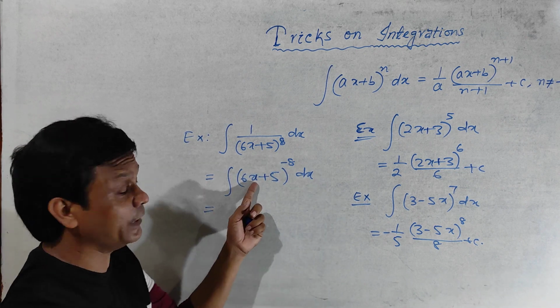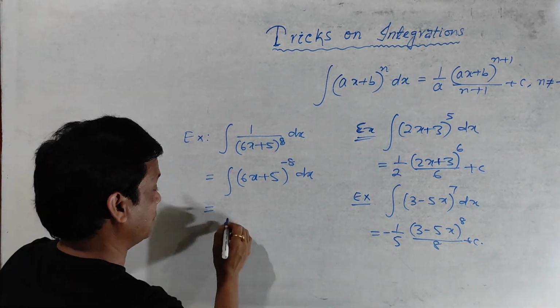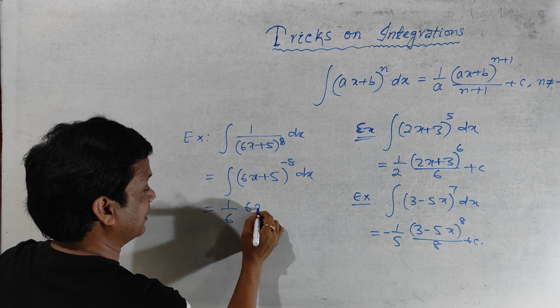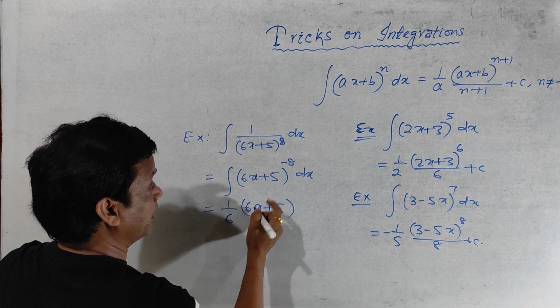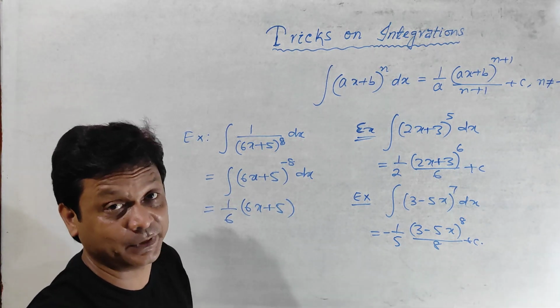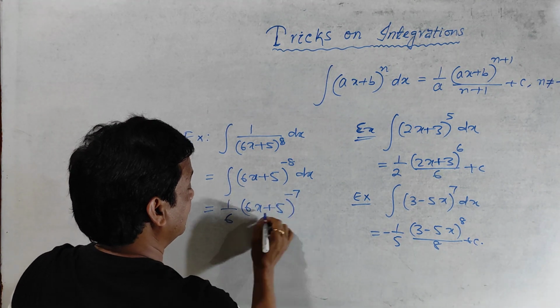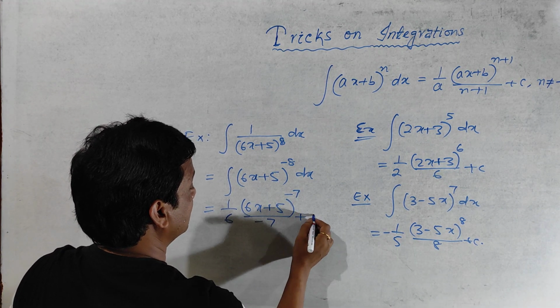So what is the coefficient of x? It is 6. So you should write 1 by 6. Then (6x plus 5) to the power minus 8 plus 1, it will be minus 7, divided by minus 7, plus c.